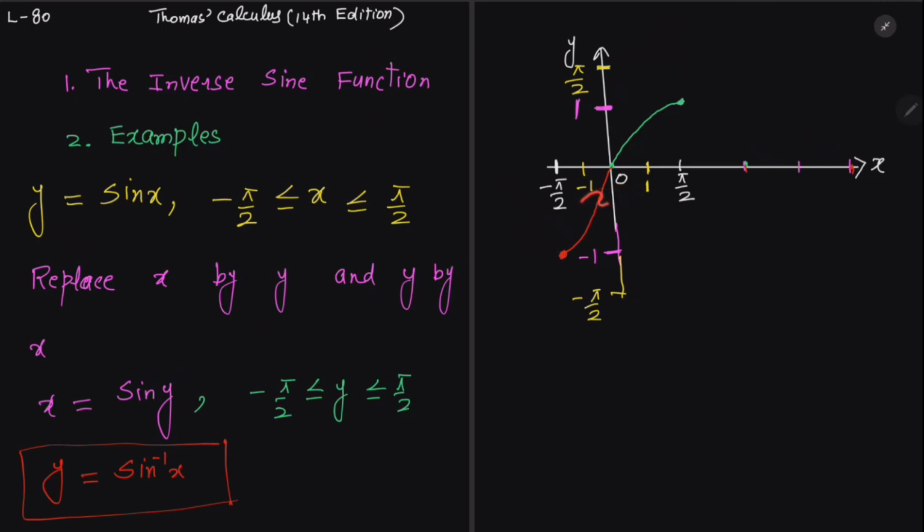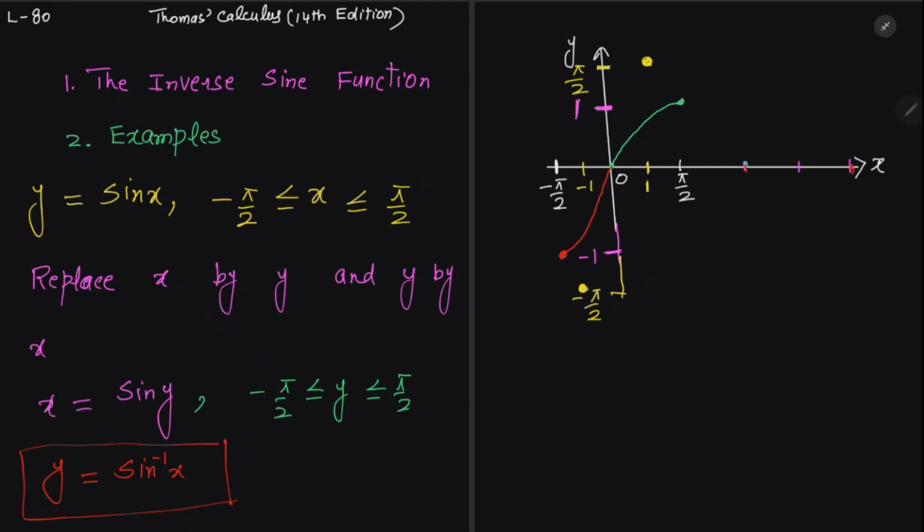So we plot the domain and range on the x-axis. Okay, so when we have minus 1, the answer is minus pi by 2 over here. When we have x is equal to 1, then the answer is pi by 2. Okay, we are plotting the inverse function now.